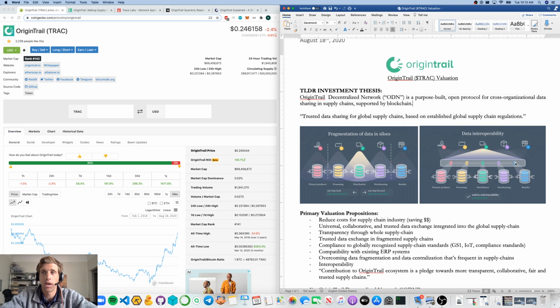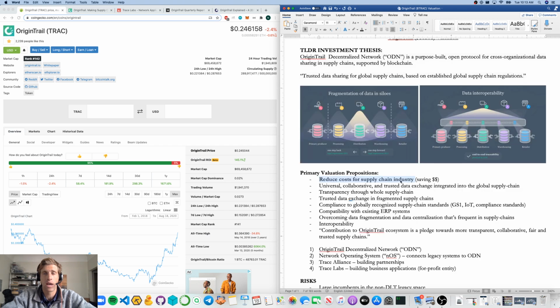So people love to talk about these things for transparency, trust, universal collaboration. I don't care too much about that. I care about reduced costs for the supply chain industry. Everyone's going to be saving money by sharing data. But we do all have all this other good stuff as well. Universal collaborative and trusted data exchange, transparency. We have trusted data exchange again. We have compliance to globally recognized supply chain standards.